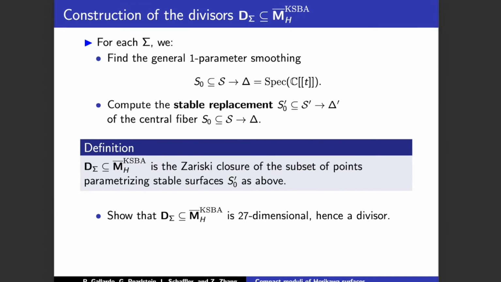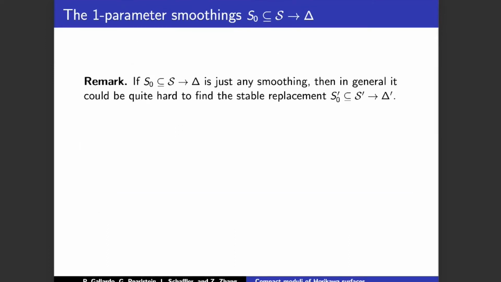So maybe as a next step, it would be appropriate to discuss a little bit better how you get started with those smoothings, because everything is built upon those, right? And actually, this touches a very delicate issue, which I will express in the following remark. If you just take any smoothing of one of those singularities, then in general, it could be quite hard to find the stable replacement. The reason is that the procedure of birational modifications, base changes, and all that could get quite involved.